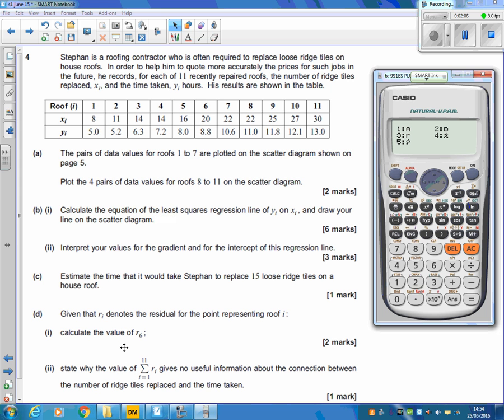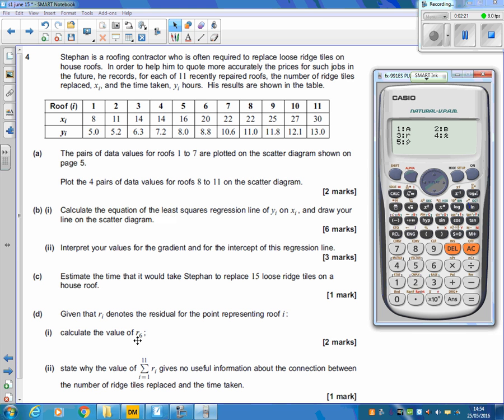A lot of people couldn't do this last part D here. The very last one, really tough to do, and I don't think I'd mentioned it in class, but when you add up all the residuals, the grand total is 0. So the answer there is 0.